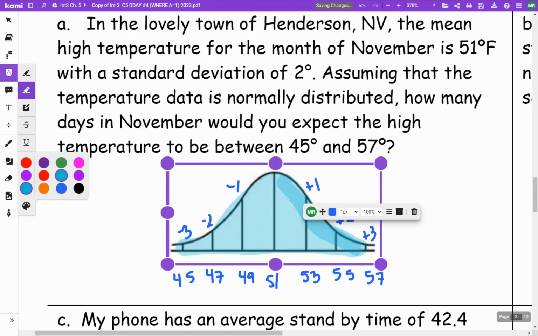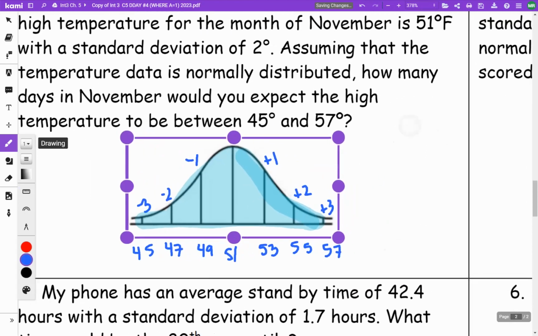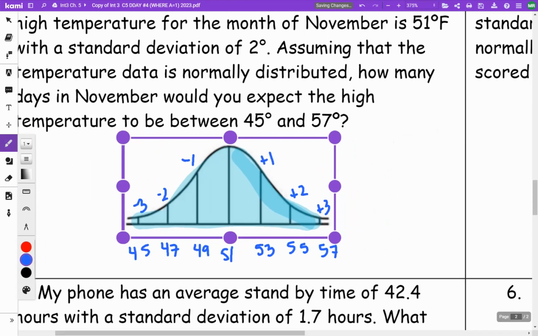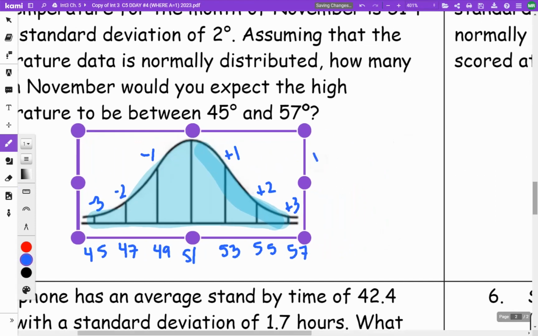So if you're thinking about the empirical rule, this should be about 99.7, but we're going to put it in the calculator just in case you didn't know that. So this is going to be normal CDF. My lower bound is 45. My upper bound is 57. My mu is 51, and my standard deviation, my sigma, is 2.